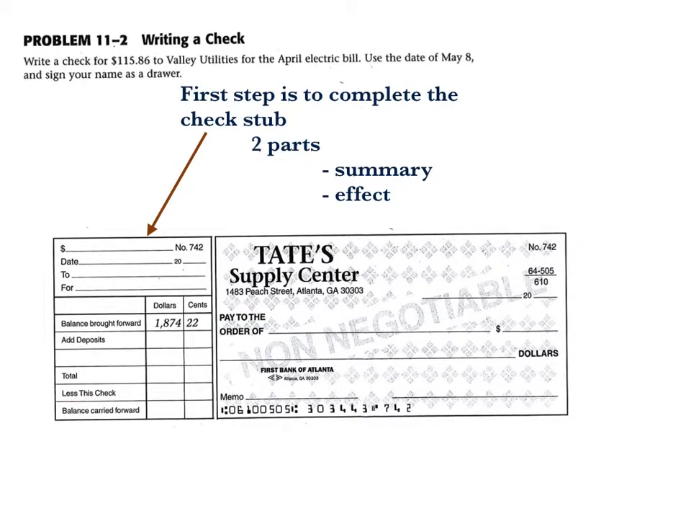Alright, so the first step here is to complete the check stub. We always want to complete the check stub first. And this has two parts, the summary and the effect. The top part summarizes what the check is for. The bottom shows us what effect that check has on the bank account.